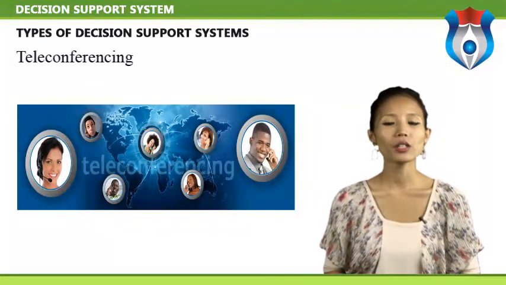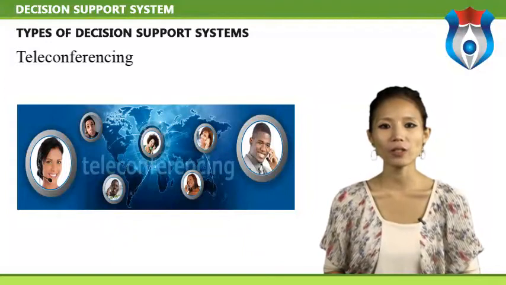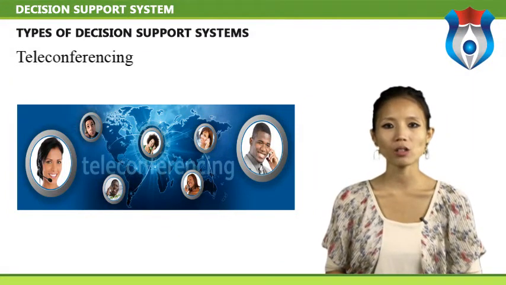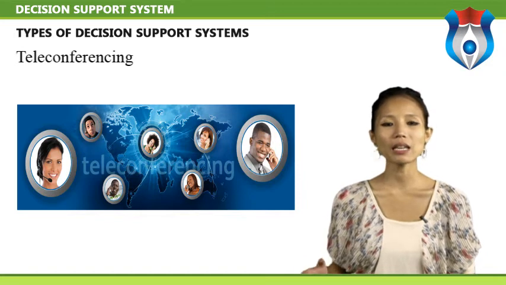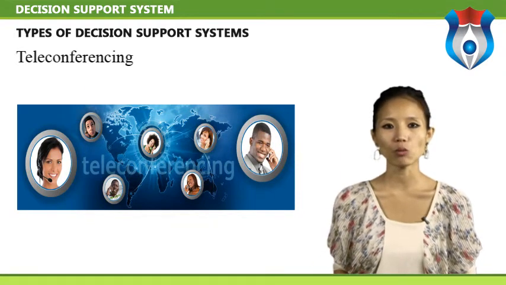Teleconferencing. A third type of GSS is teleconferencing, where group members across the continents can see each other on the screen and conduct their meeting as if they were in the same room.